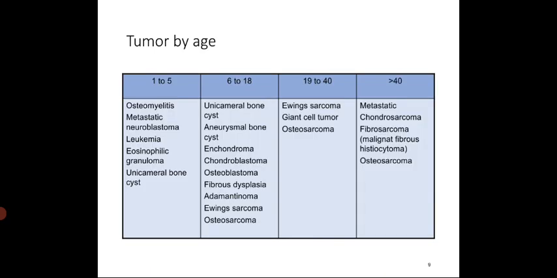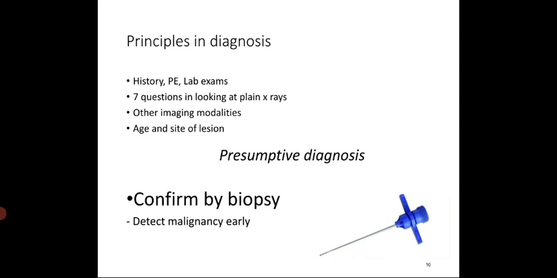So as you can see, we also have different tumors that are common by age. Although at 1 to 5 years old, osteomyelitis is actually not a tumor. But when the patient reaches greater than 40 years old, we always consider metastasis as the most common tumor. So initially we have a presumptive diagnosis of what the tumor is, but in order to have a definitive diagnosis, we confirm it by using biopsy.